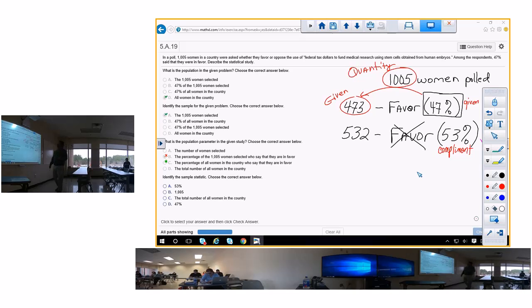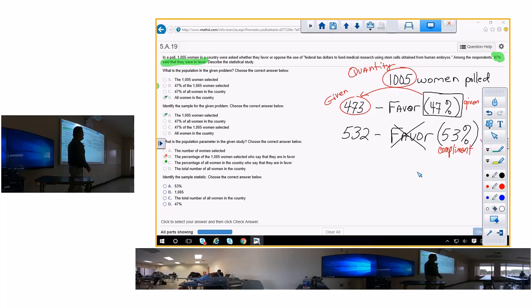What is the population parameter in the given study? The population parameter is usually what is given in the question. What is given in the question. In other words, somewhere up here. Okay, right here. That's it. So you need to write that down.